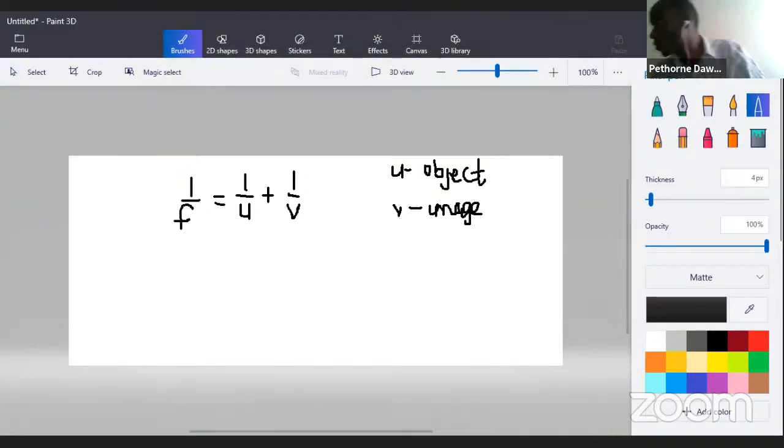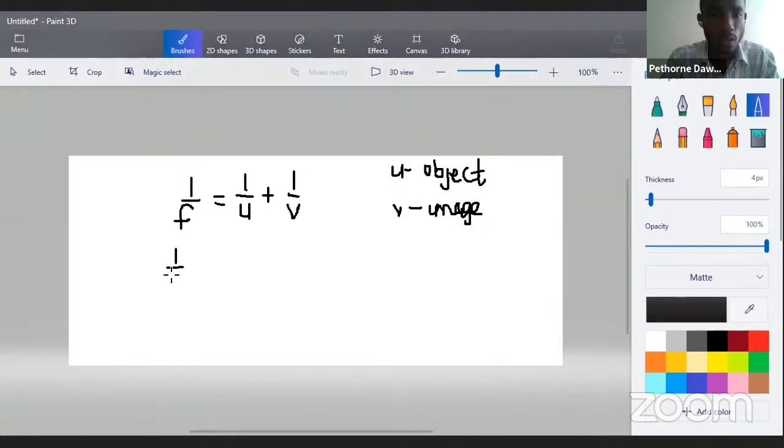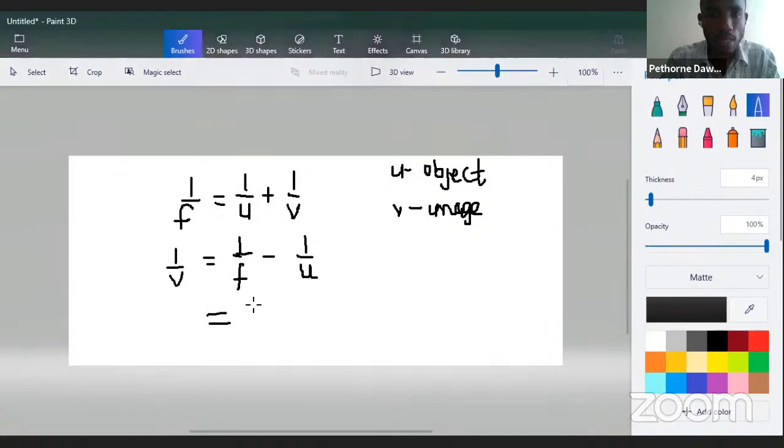Based on the question here, we know that we want image distance, so we have to transpose for 1 over V. Transposing for 1 over V gives us 1 over V is equal to 1 over F minus 1 over U. And the focal length in the question is 5 centimeters, so we can just use 1 over 5 for the purpose of workout, and the object distance is 15.